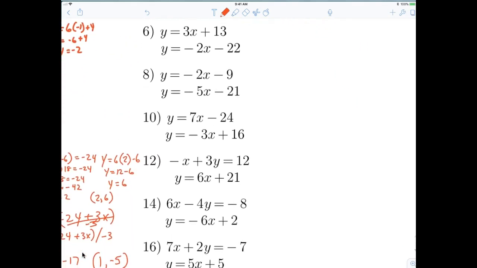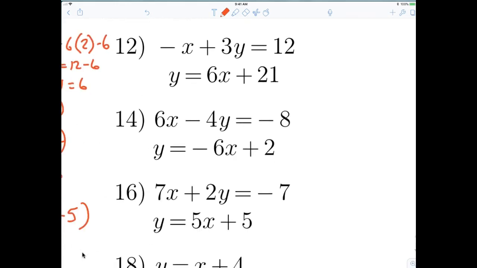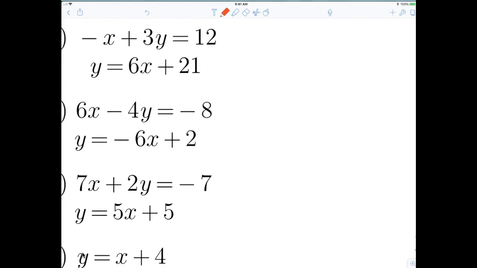All right? Now, because I feel like you guys are in pretty good shape, what I want to do now is go to question number 12. Everybody look at question number 12, please. Now, does everybody agree it's a little bit different, right? But I still can see that the y value is 6x plus 21. Sorry, y is equal to 6x plus 21.